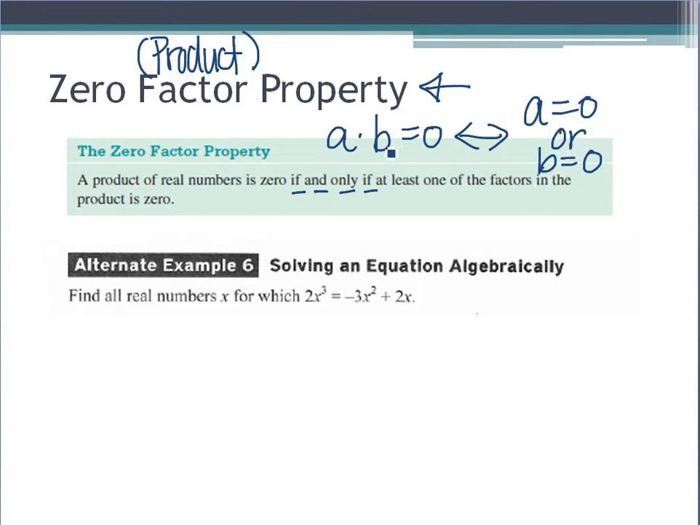But that applies to any number of products. If I have a times b times c, then the same thing, I just keep going with this.